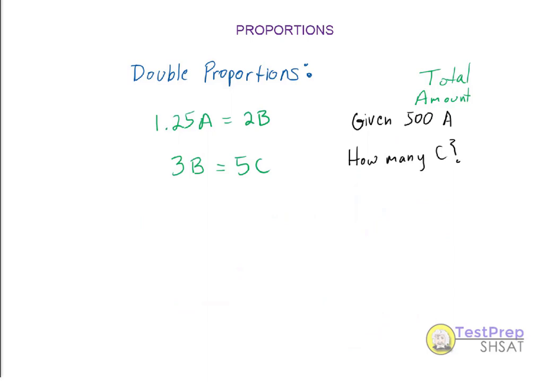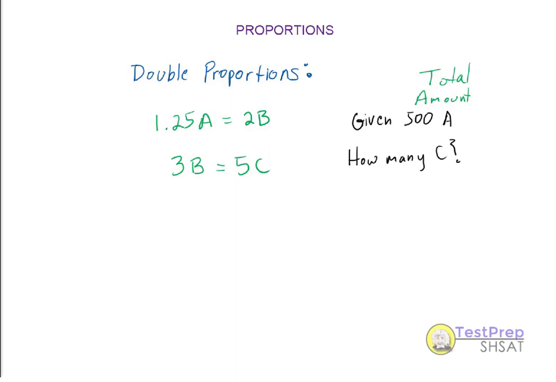Let's see that same double proportion problem presented in equation format. 1.25a equals 2b, 3b equals 5c, and we're given an amount. The original amount of A's are 500. We want to know how many C's is equivalent to that 500 A's. Maybe it's an exchange problem where you convert 500 A's into C's. How many will we get?